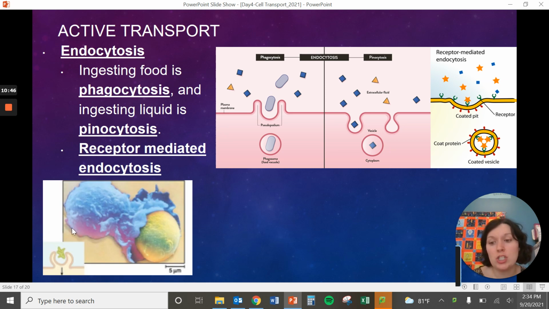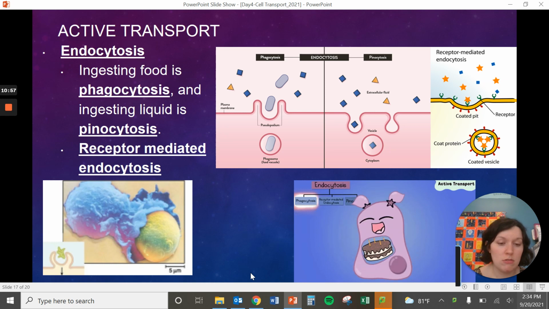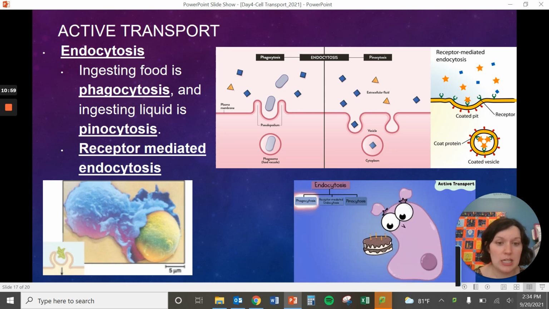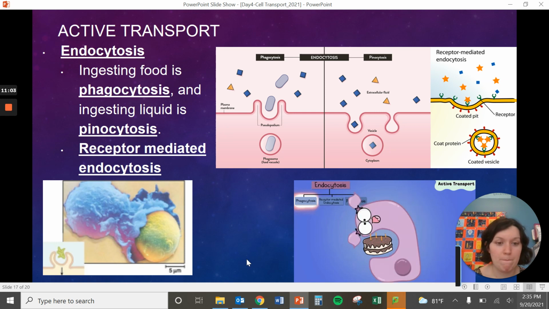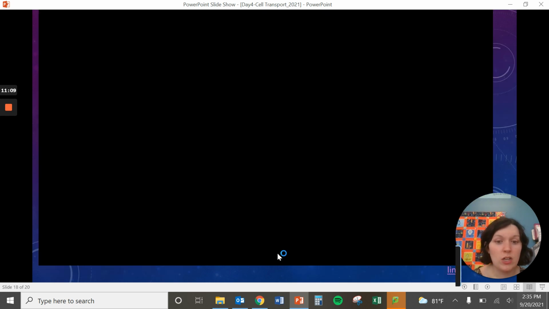Okay, so this is showing a picture of a white blood cell engulfing a bacteria. So this is how our white blood cells kill bacteria. And here's a cute little thing about endocytosis and our phagocytosis. Okay. I have a quick little video that we will watch showing some of these, maybe.